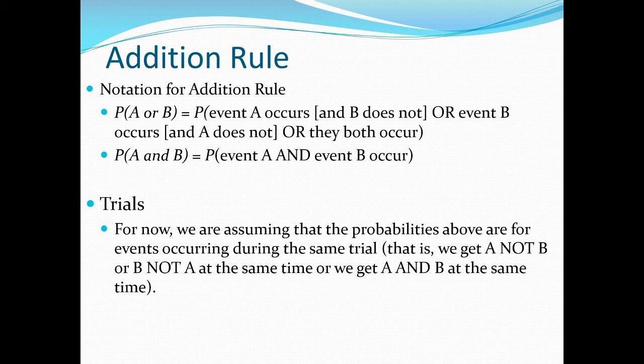So once again, going back to my coin and die example, flipping a heads or rolling a 1. I want all the possible cases where I flip heads, all the possible cases where I roll a 1, and all the possible cases where they both happen. If I say I want the probability of flipping heads and rolling a 1, then I want just the cases where they both happen. So and means that both must occur, or means that at least one can occur. They can both occur, but as long as one occurs, we're going to count it as a success. So and is a little bit more strict than or.